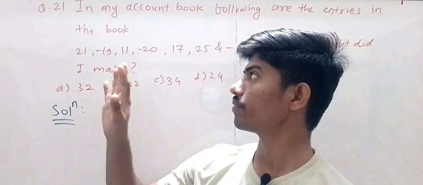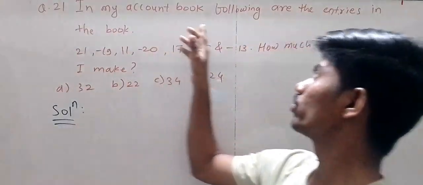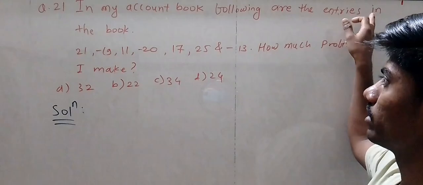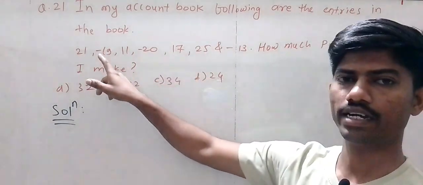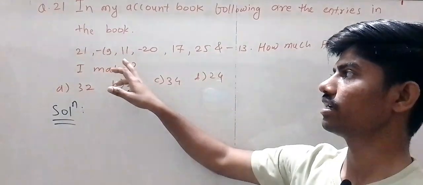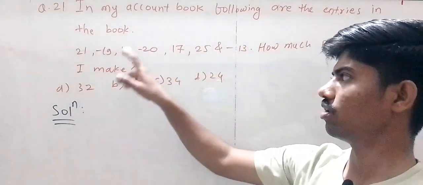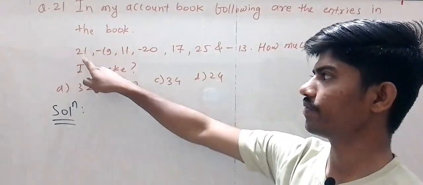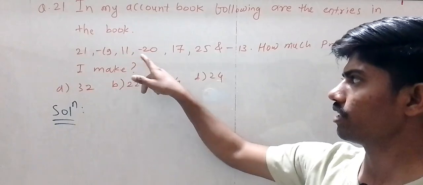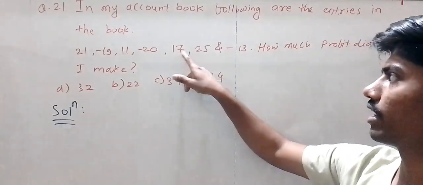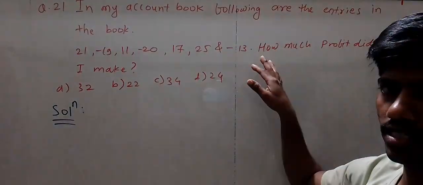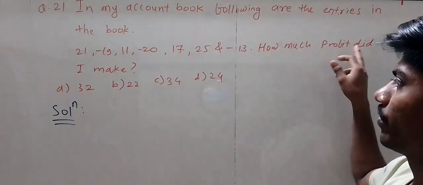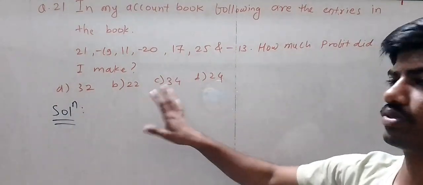Here is question number 21. In my account book, the following are the entries. Plus entries indicate profit, minus entries indicate loss of money. The entries are 21, minus 19, 11, minus 20, 17, 25 and minus 13. So basically the question is, how much profit did I make?